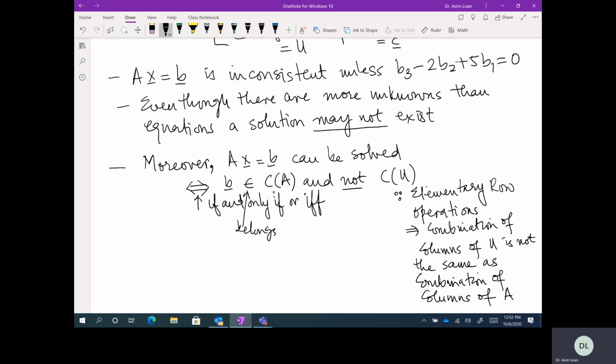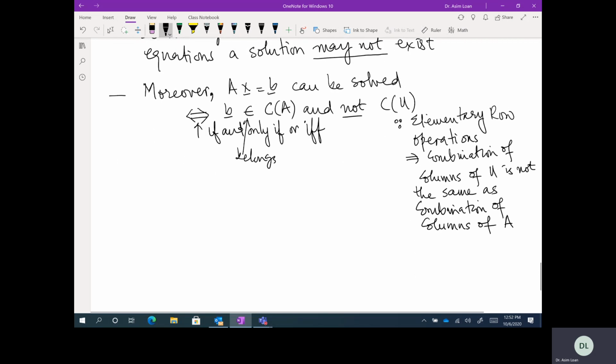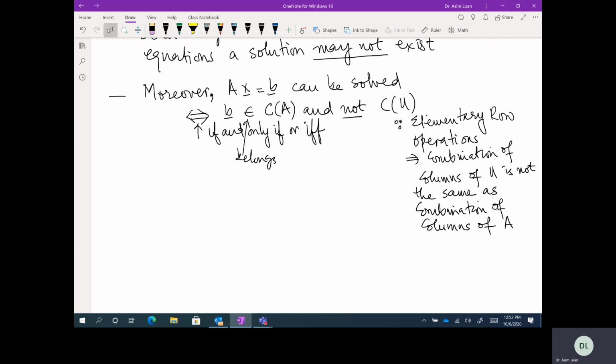For the column space, we have to look at the corresponding columns with pivots in the original matrix A. You need to remember this: you cannot directly write the column space of A from the matrix U. You have to go back to the original matrix and from there write the column space of A. Okay.